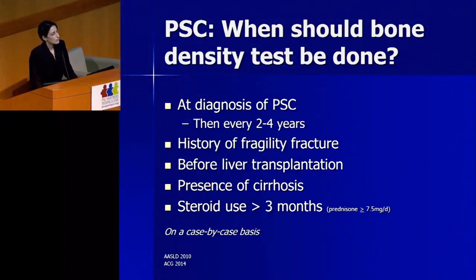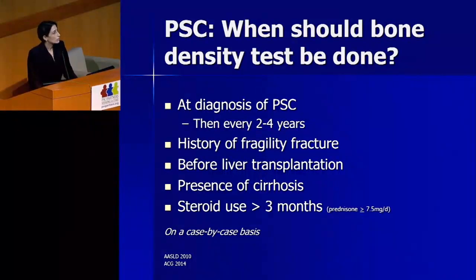So in the setting of PSC, when should bone density tests be done? According to the American College of Gastroenterology and the Society for Liver Disease, at the time of diagnosis of PSC there should be a baseline bone density test obtained to have numbers to follow and to establish how strong the bone is. And then how often is really on a case-by-case basis. Typically, we remeasure bone densities every 2 years, but under certain circumstances, we may measure more frequently. The most frequent we would do would probably be a year. Bone is a slow tissue to change. This is never something we would do every 6 months, for example.